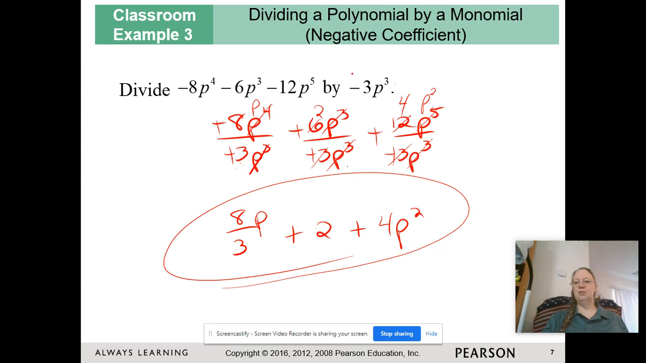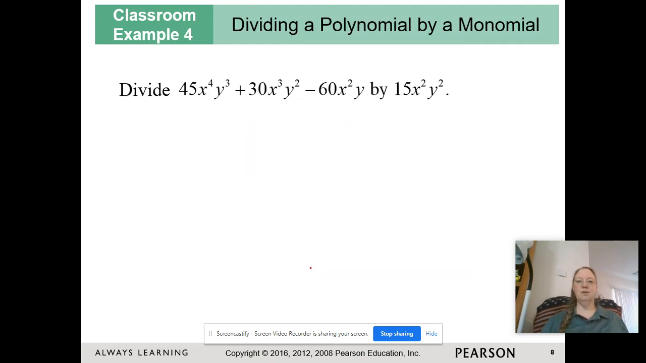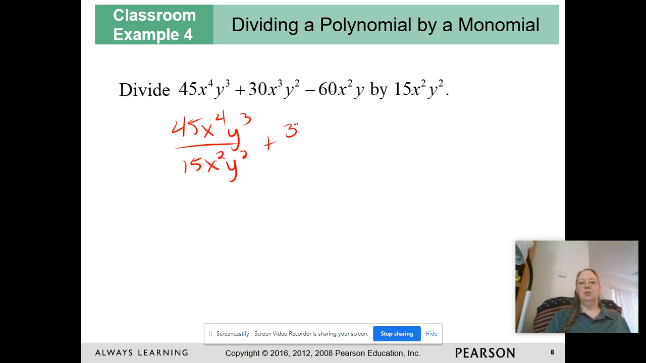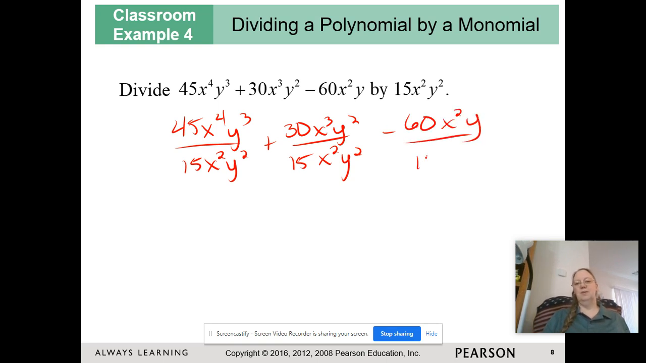All right, so it's pretty straightforward to divide by a monomial. You just separate it into individual fractions and then simplify each fraction. So let's do it this time. We have 2 variables. It works exactly the same way. 45x to the 4th y cubed, 15x squared y squared, 30, 15, 60, 15. All right.